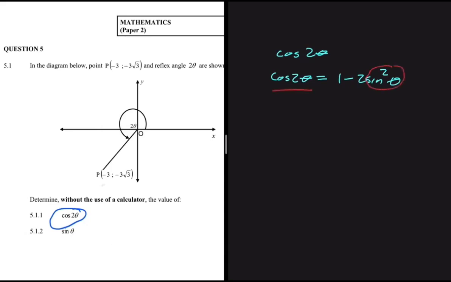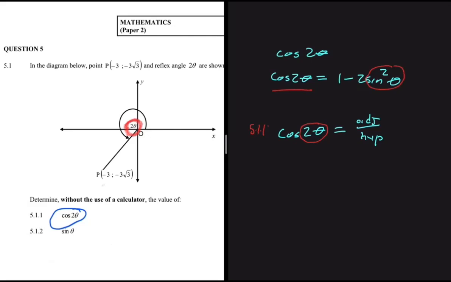But when I looked at the question again, I realized that the reflex angle itself is cos of 2 theta. So for 5.1.1, I don't have to use a double angle identity, right? I can just say 5.1.1, we have cos of 2 theta being equals to the adjacent divided by the hypotenuse, right? Because the angle itself is 2 theta that is given to us as the reflex angle. We're not given theta and then asked to find cos of 2 theta. No, we actually have the angle being 2 theta, which is a very special case.